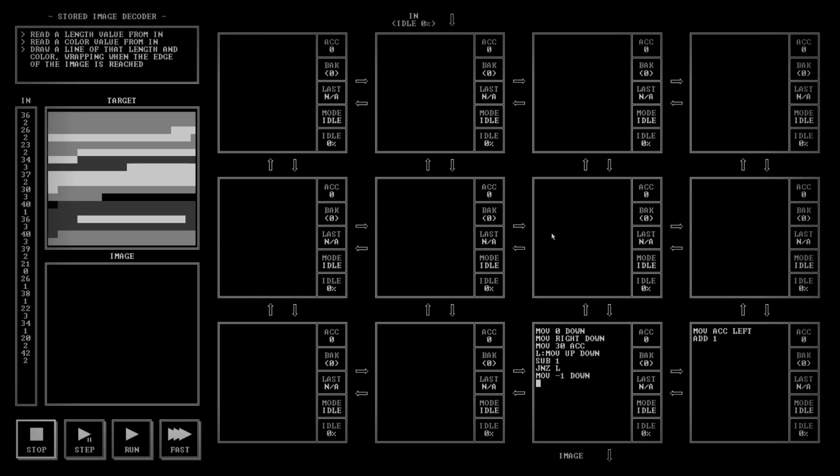So all this box has to do is move up right, move left down. All this box has to do is convert 36-2 into the number 2 36 times, which cannot be too hard. Move up into the accumulator.